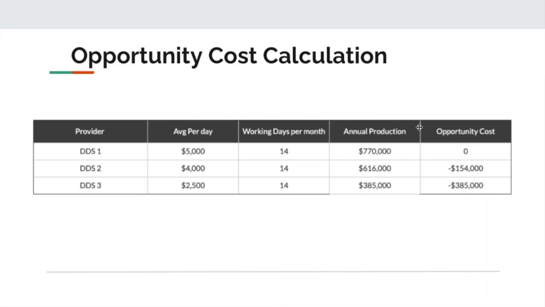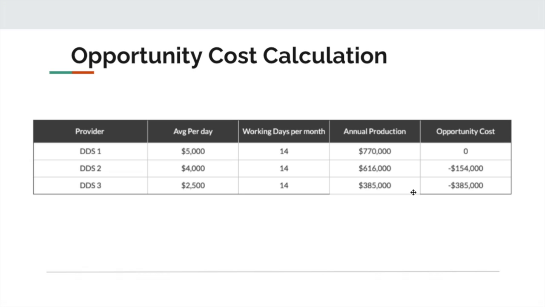Okay. Now, let's look at an opportunity cost calculation. In this hypothetical example, we have 3 providers with different average production per day. So we have 5,000, 4,000, and 2,500. Assuming they all have the exact same schedule and also assuming they all have the same access to patients. Okay? Because of the difference in their average daily production, the annualized production obviously is different.